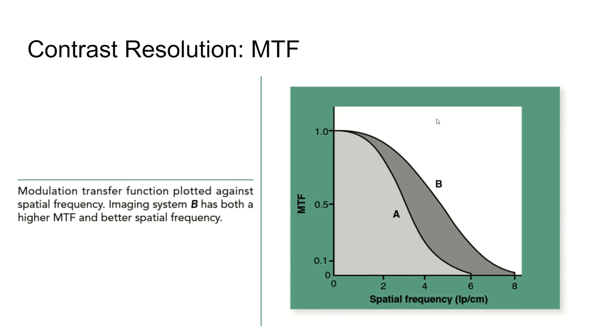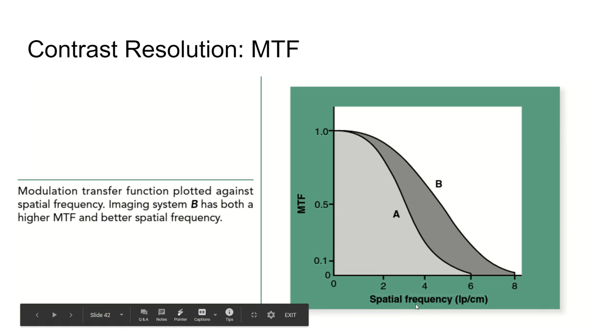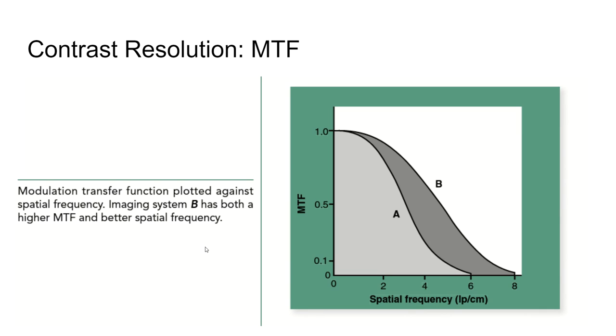So here's an example of modulation transfer function, but kind of like MTF versus spatial frequency for 2 different imaging systems. So based on this, and we'll dissect it in a second, imaging system B has both a higher MTF and a better spatial frequency. So I want my X-ray there.